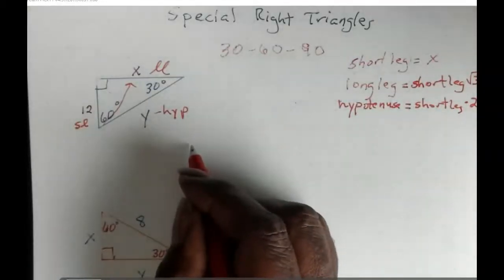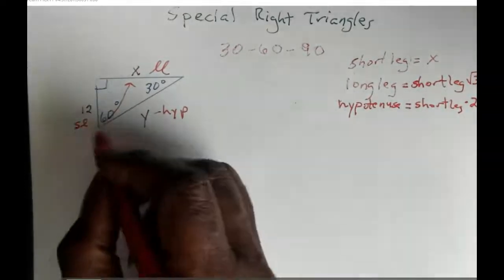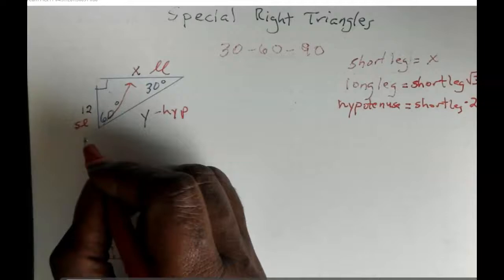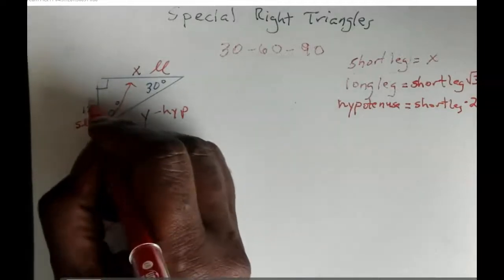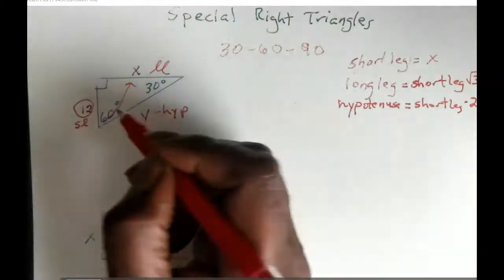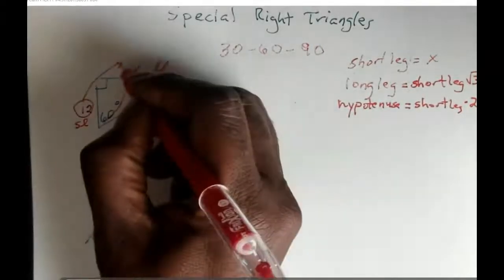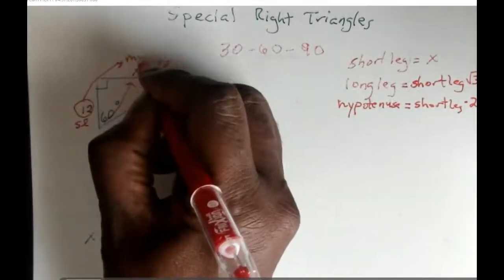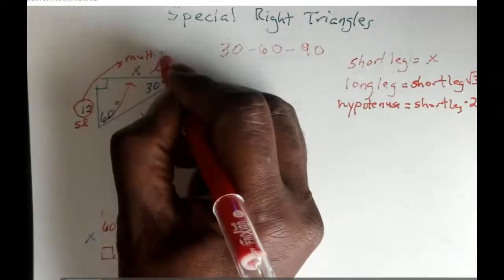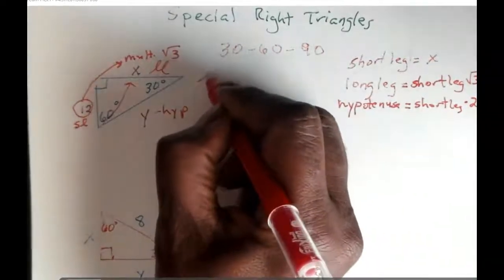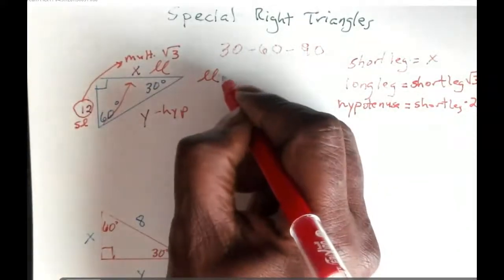Okay, now we're given the short leg. So this one is going to be pretty easy. Remember that whatever the short leg is, in this case it's 12, then we take that leg and we multiply it times the square root of 3 to get our long leg. So therefore, the long leg is equal to 12 square roots of 3.